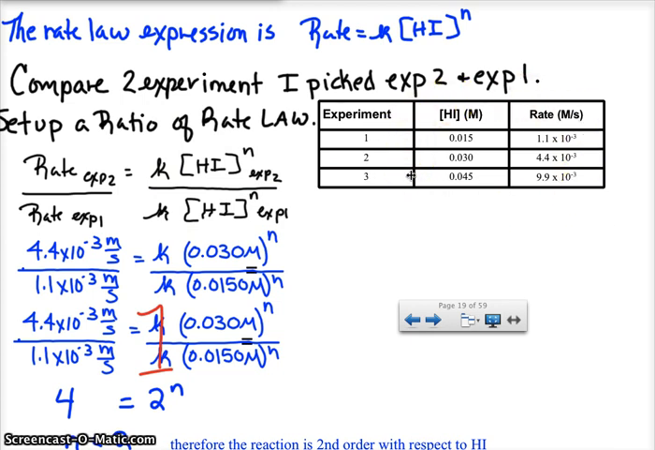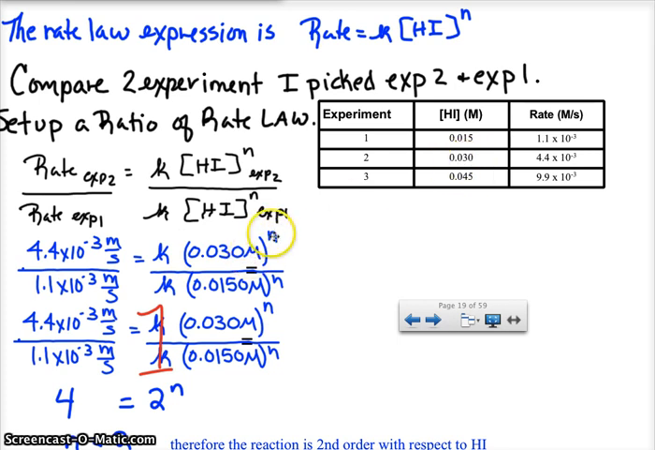I am going to look at experiment number 2, and it has a rate of 4.4 times 10 to the negative 3. So I'm putting that in right here. That is the rate for experiment 2, which is equal to k times the concentration for experiment 2, which is 0.030 molar to the nth power.